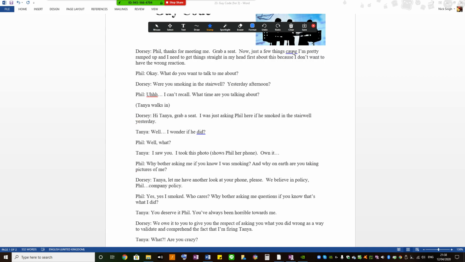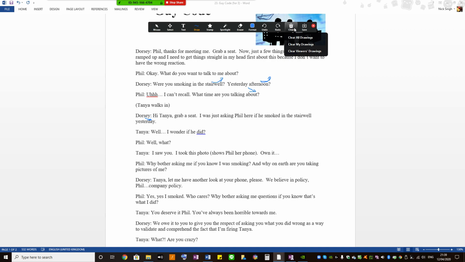Now besides that, you can also use this to teach intonation. So with a yes/no question, generally the intonation ends with a rising tone. So for example, were you smoking in the stairwell yesterday afternoon? Yep. And with who, what, when, where, why, and how questions, the intonation actually goes down. What time are you talking about? What time are you talking about? So then the students can mark the intonation by themselves as well, and they can discuss it amongst themselves.